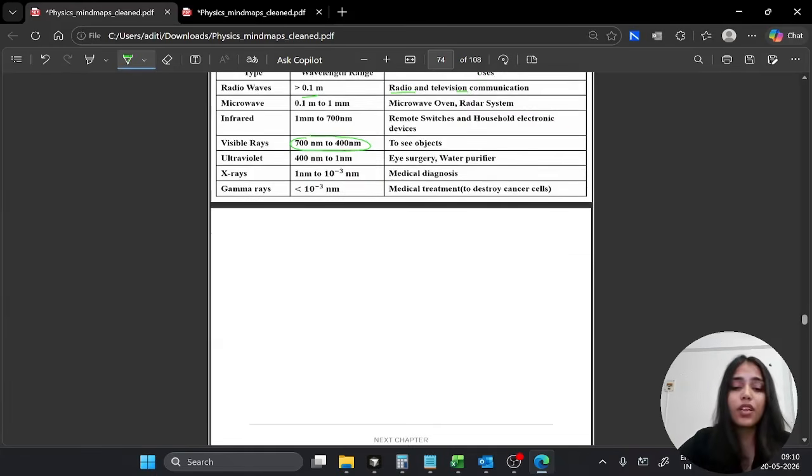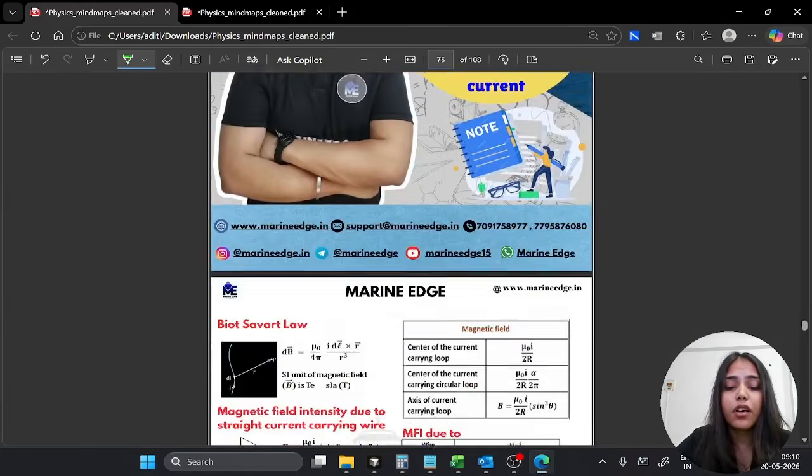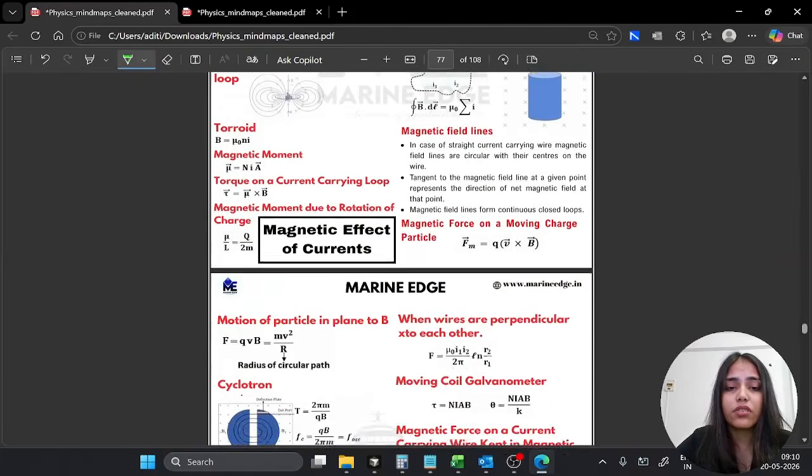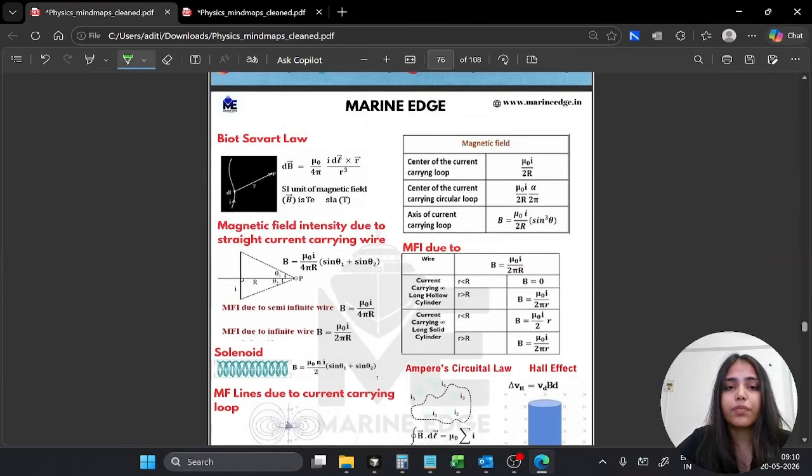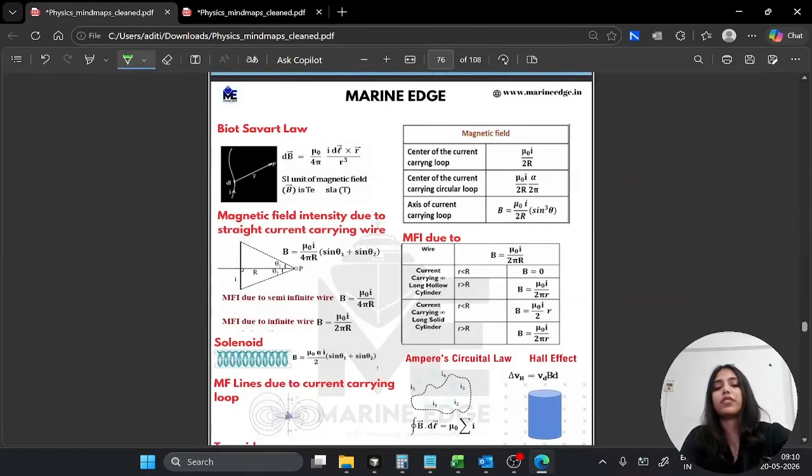Okay. Now, moving forward, we already discussed the current section. But okay, now here we have the Biot-Savart law and the magnetic field. What does the Biot-Savart law mean? It states that, let's say there is a current carrying conductor.